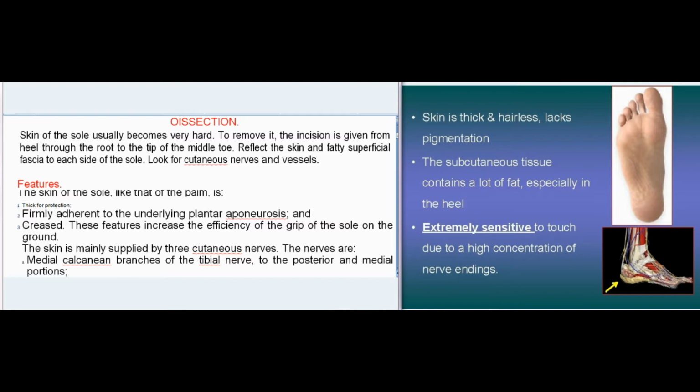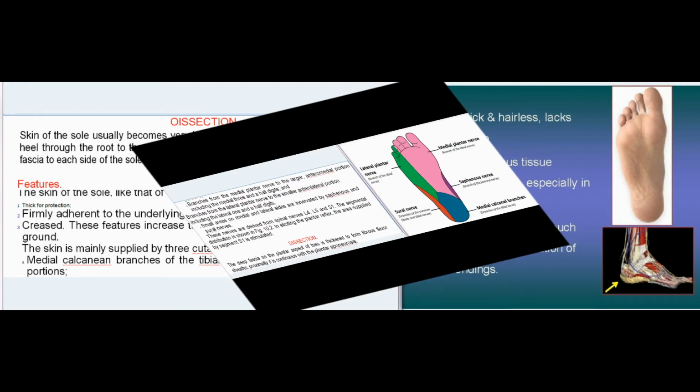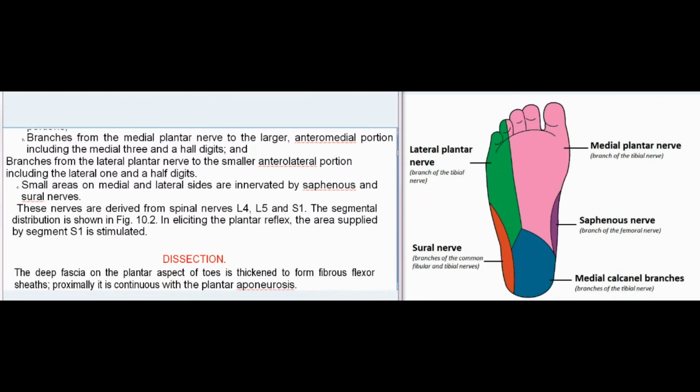The nerves are medial calcanean branches of the tibial nerve, to the posterior and medial portions, branches from the medial plantar nerve to the larger, anteromedial portion including the medial 3½ digits, and branches from the lateral plantar nerve to the smaller anterolateral portion including the lateral 1½ digits. Small areas on medial and lateral sides are innervated by saphenous and sural nerves.